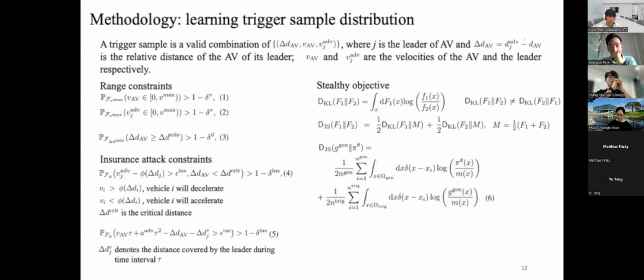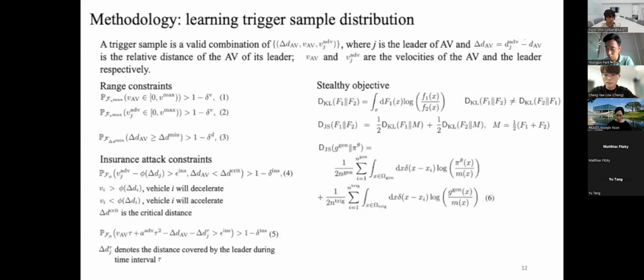Equations 4 and 5 are the insurance attack constraints. Equation 4 constrains the leader to be in the state of decelerating, and the distance between the leader and the AV is critical. Equation 5 constrains the distance, velocities, and the acceleration so that the AV can crash into the leader. For the stealthy objective, we evaluate the divergence between the genuine and the trigger sample distributions.